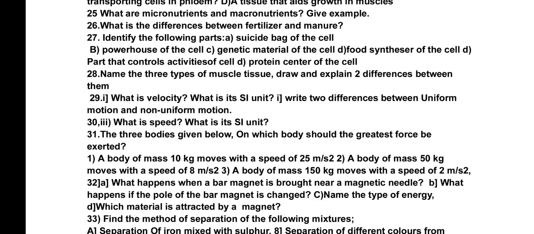What are micronutrients and macronutrients? Give examples. Micronutrients are needed in very small amounts. Macronutrients are needed in larger amounts by living organisms. Micronutrients can be elements such as iodine, iron, copper, like this. Macronutrients can be nitrogen, phosphorus, potassium, calcium, sulfur, etc.